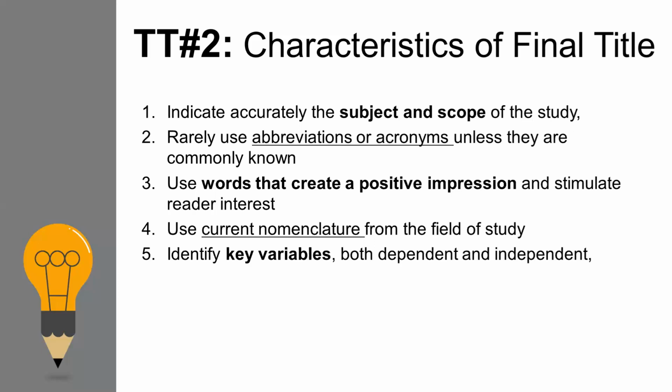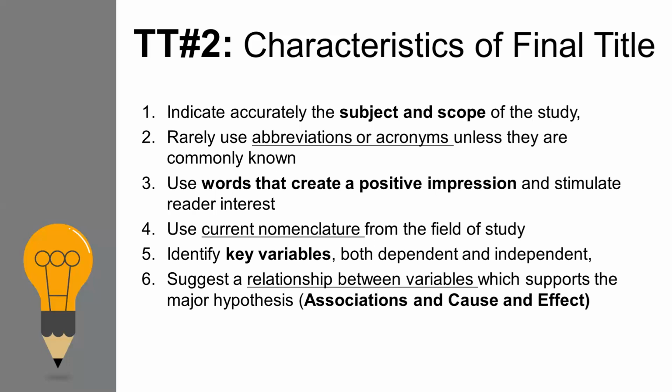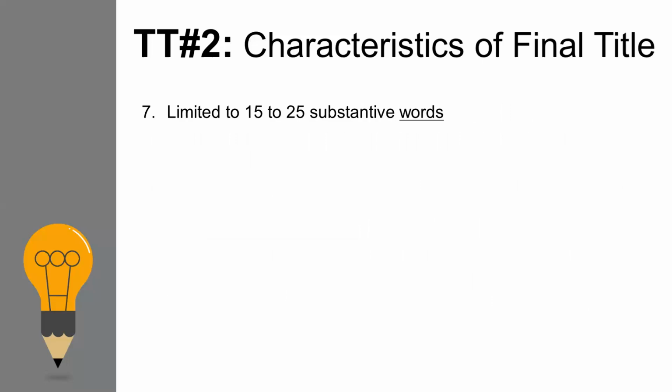Identify key variables, both dependent and independent, in your experimental studies or research work. Suggest a relationship between the variables which supports the major hypothesis. And usually, the hypothesis of any research is to see the associations and the cause and effect of the medicines, the drugs, or whatever intervention is being applied. Seventh point is to limit it to 15 to 25 substantive words. Your final title should not be more than this.